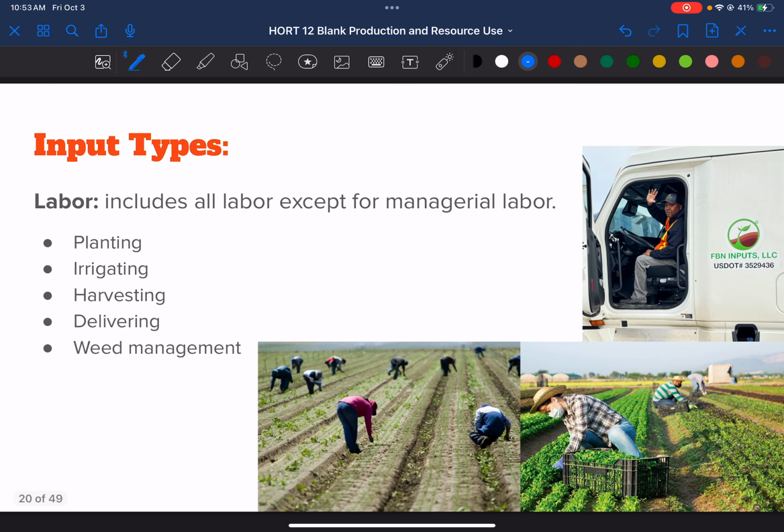The next type is labor, and this includes all labor except for management labor. That's a different type of input, and we'll talk about that in a couple slides. But the labor that we're talking about is the paid labor, like people planting, people irrigating, harvesting, delivery drivers, people doing weed management, operating machinery, that kind of stuff.